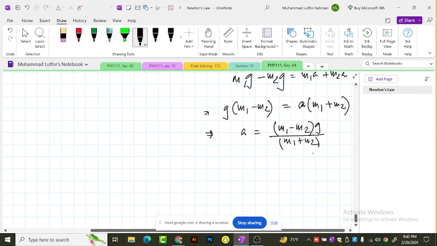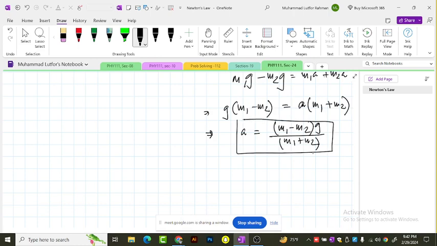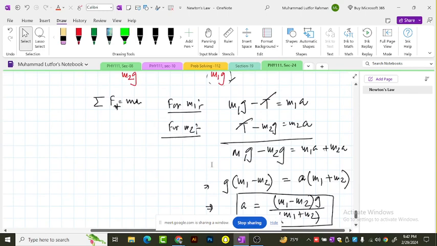Don't try to memorize this equation, because this equation format will change. Try to understand the procedure I am following here. I am simply writing Newton's second law for each individual block. Then I am adding these two equations to find my requirement, which is the acceleration. That's how you will be able to find this part.